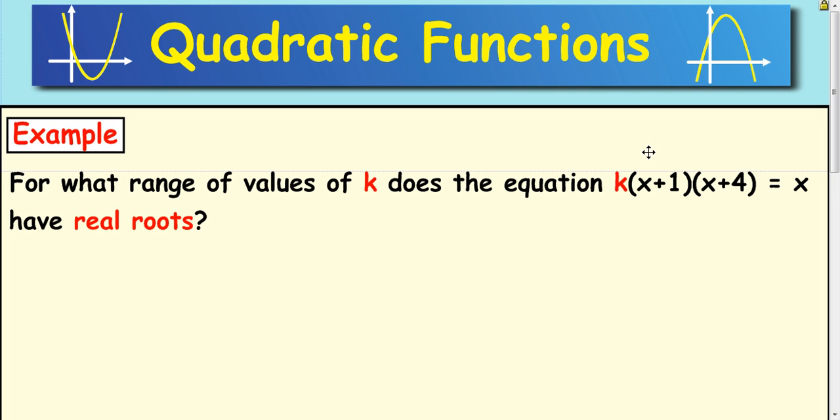In this last lesson on discriminant, we're going to look at a more complicated example. The example says, for what range of values of k does the equation k(x + 1)(x + 4) = x have real roots? This uses the same techniques as we've used before. The algebra just gets a wee bit trickier, that's all.